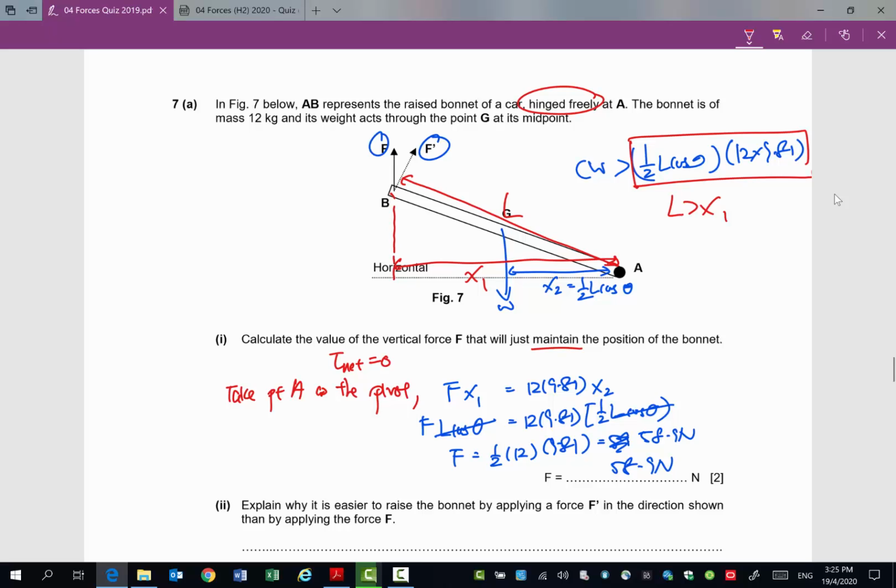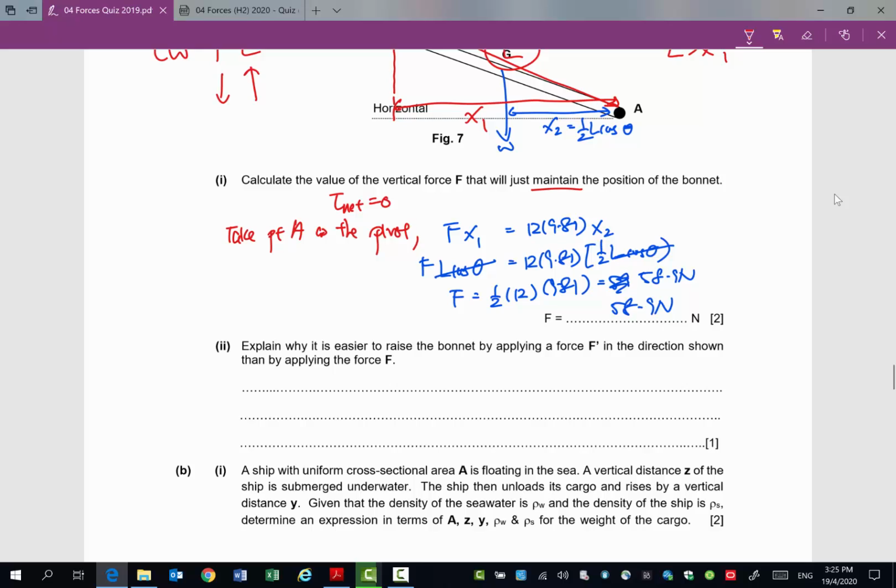Therefore, with a larger L, I can have a smaller F prime because the clockwise moment is just F prime multiplied by L. So the larger the distance, the smaller the force required. Therefore, for part 2, why it is easier to apply the force F prime is because the perpendicular distance of the line of action of F prime from A is larger than that of F, and therefore, the anticlockwise moment provided by the weight being constant, F prime can be less than F itself.